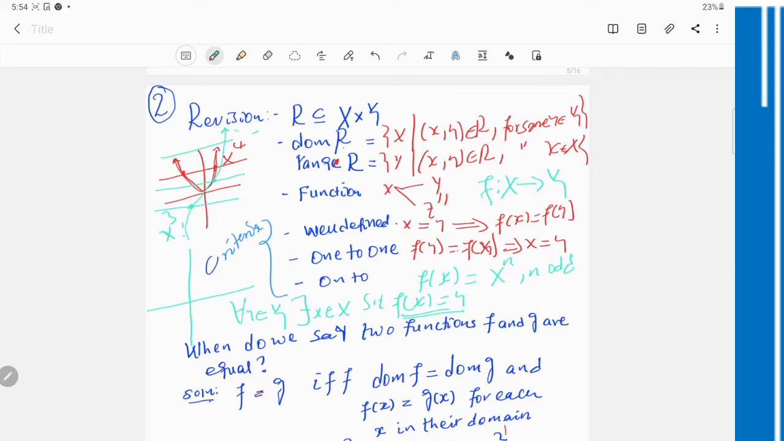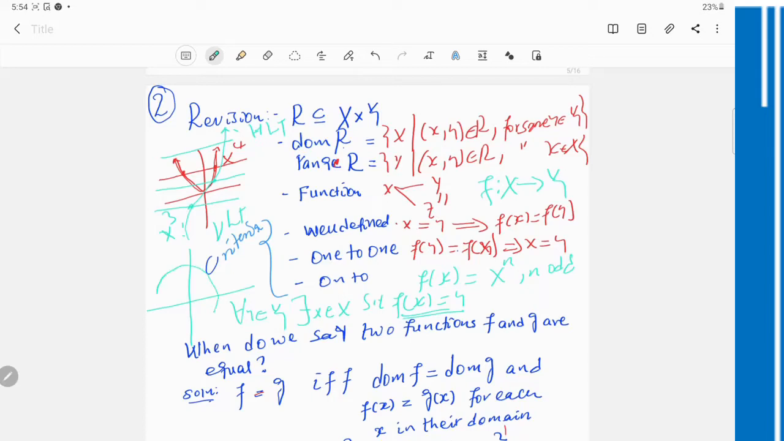Here we say horizontal line test, and for onto-ness we use the vertical line test. That means if you draw a vertical line here, the vertical line must touch the graph at exactly one point. Then you say it's an onto function.